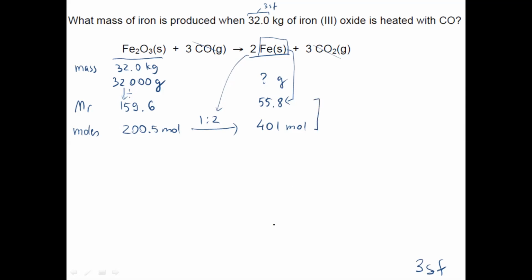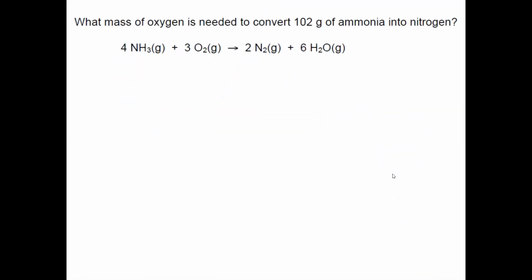Okay, now we've got the moles and the MR. So my mass is going to be 401 times 55.8, and that's going to give me, if I think back to those three significant figures, 22,400 grams. Okay. Now, if you want, because it doesn't tell you what unit, you can put it as 22.4 kilograms. It looks better. Okay. One more question for you to practice.